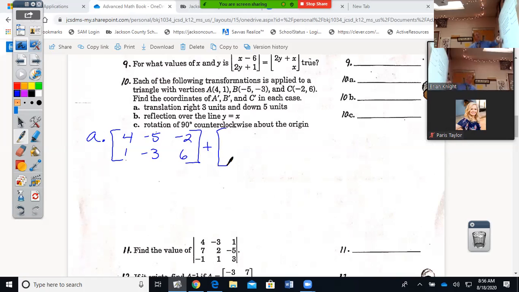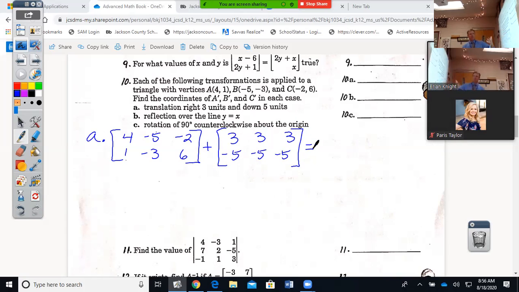Plus translation to right 3. So what goes on the top? 3, how many? 3 3s. And on the bottom, we're translating it down 5 units. So what number goes on the bottom? -5. Again, 3 of them.